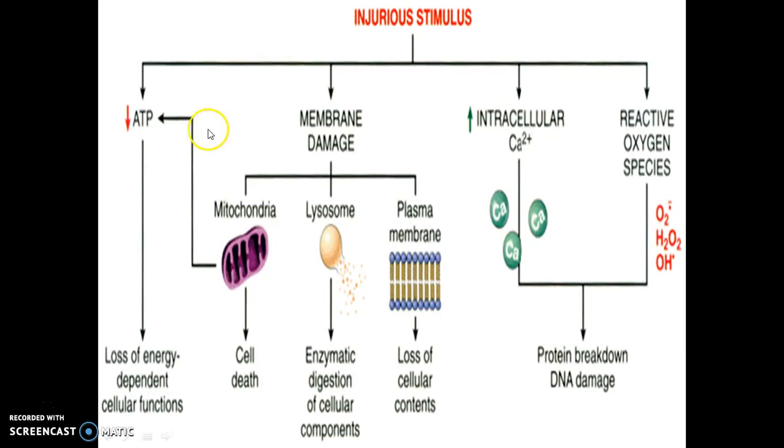Now, number one, this is a flow chart which shows the combined pathway by which decrease in ATP, membrane damage, increased intracellular calcium, and reactive oxygen species cause damage to the cell and the organelle membrane.